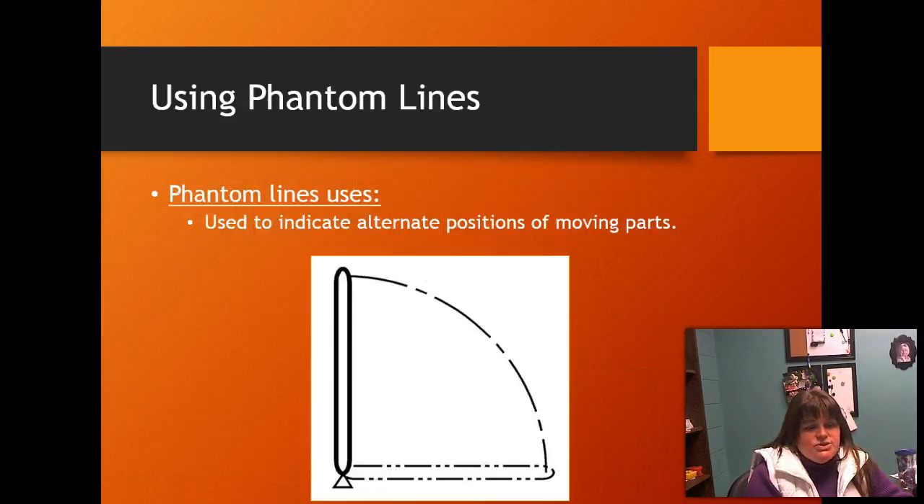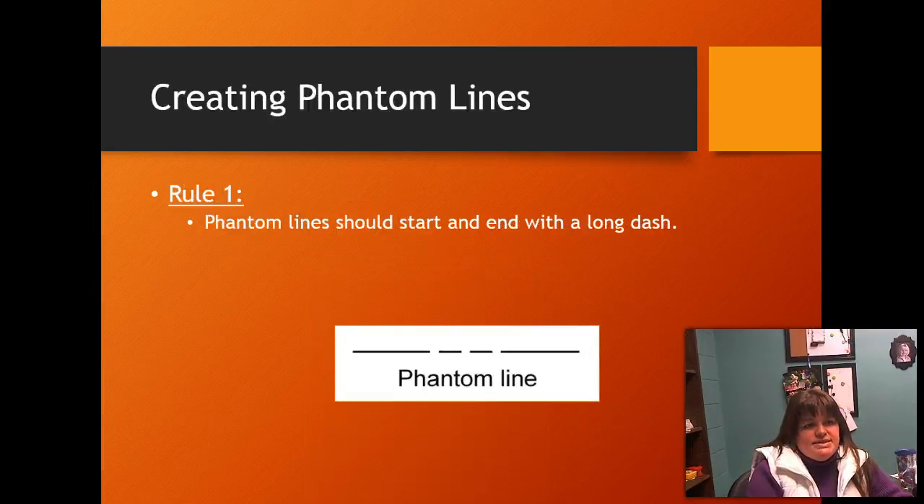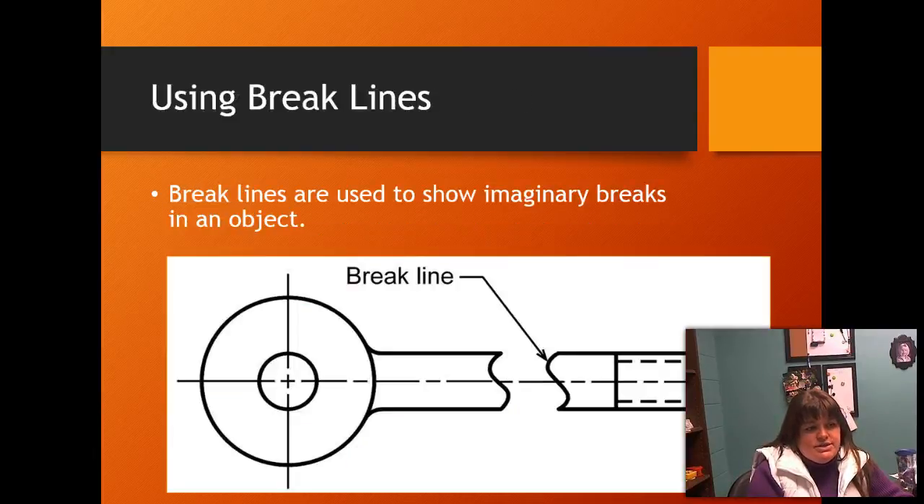Again, here's another one to show back to that example. We've got a center line right here that's showing this path of motion, but then when this pivot goes ahead and makes it all the way down here, this is a phantom line to show me where this part would sit whenever it has finished its movement. So phantom lines should always start and end with the long dashes. So make sure that you start and end with the long dashes.